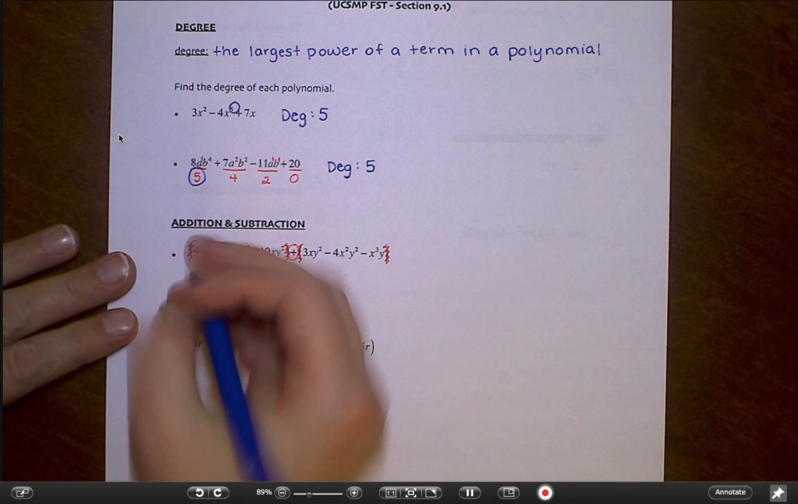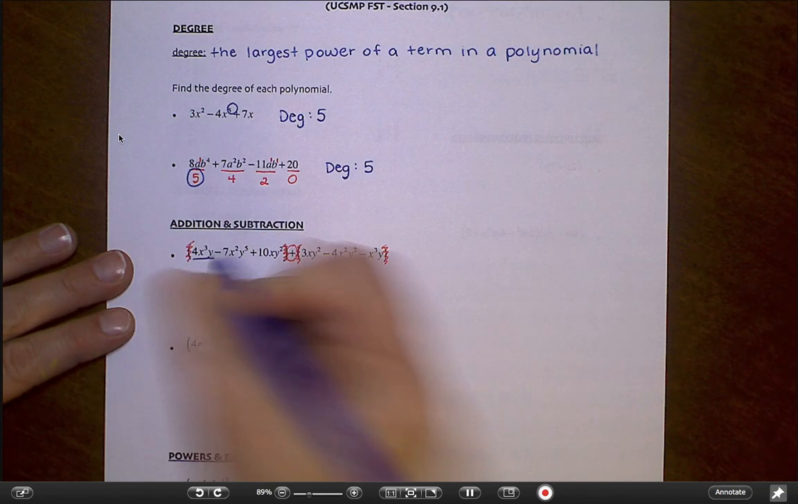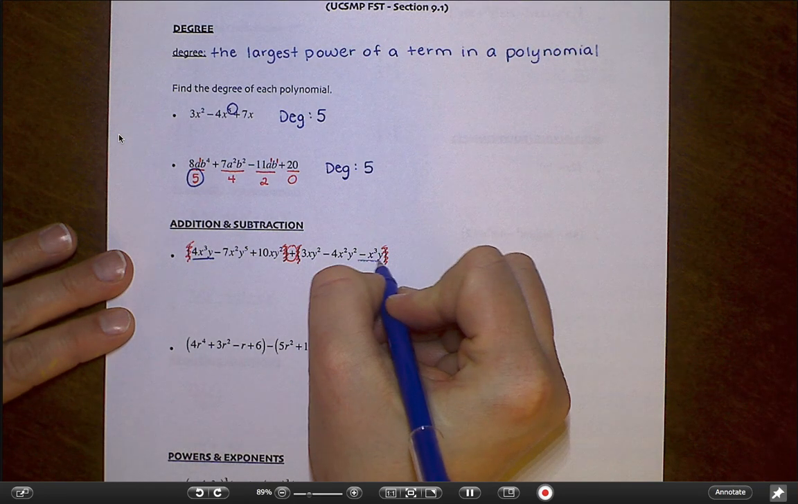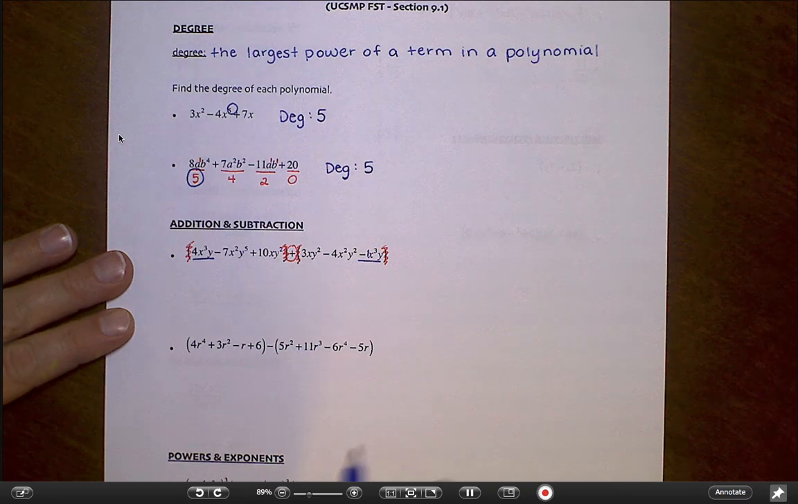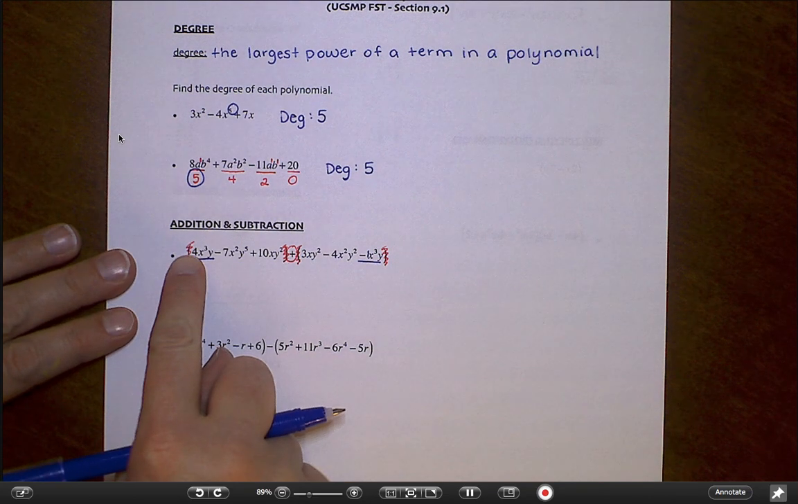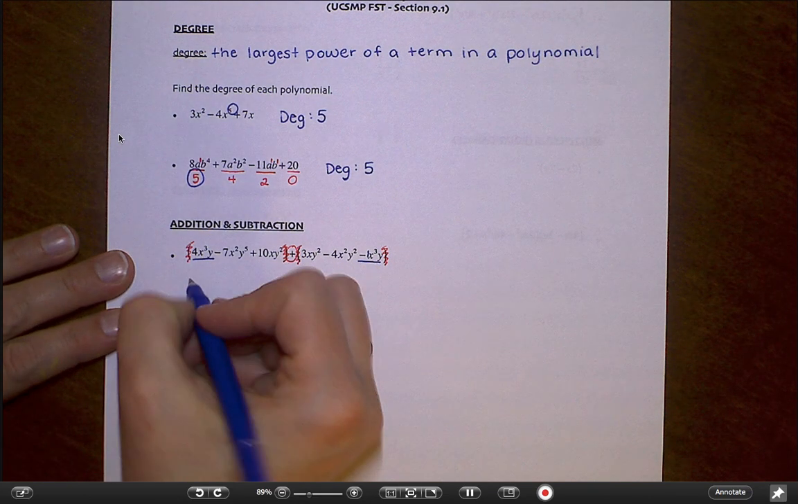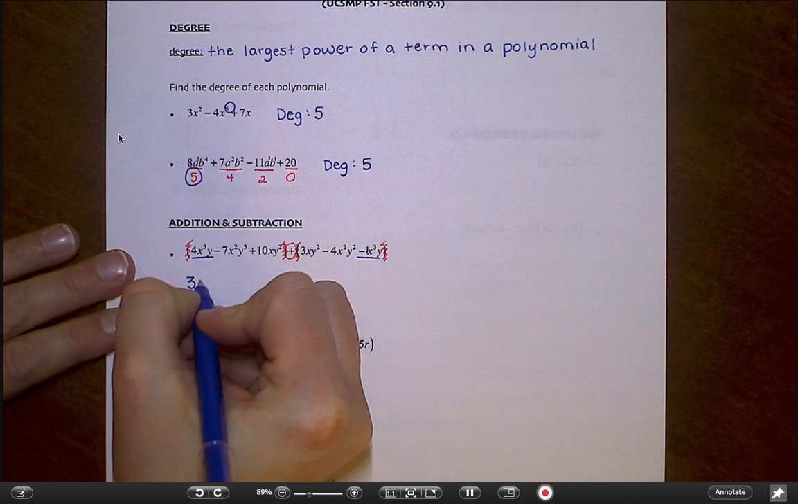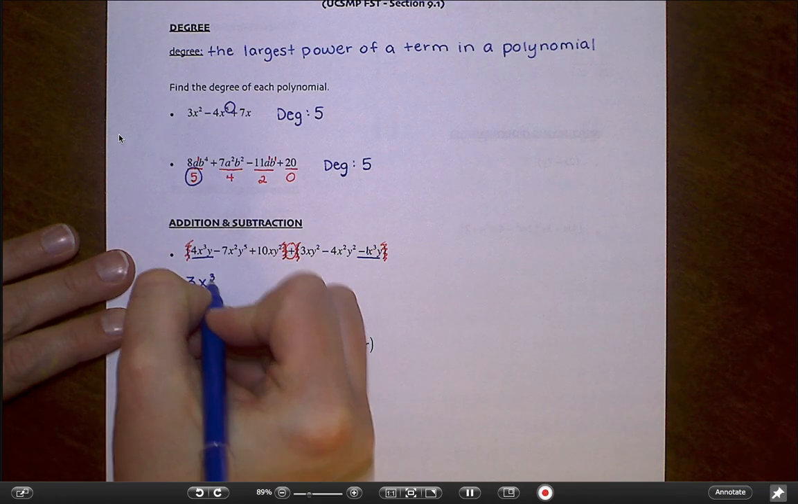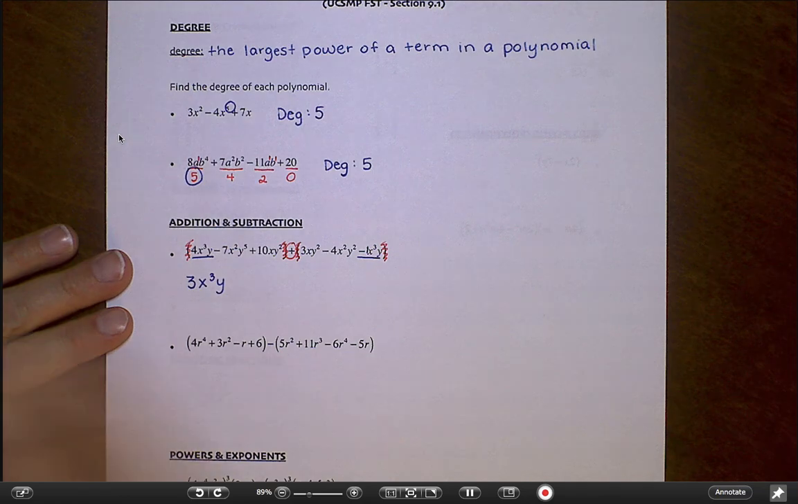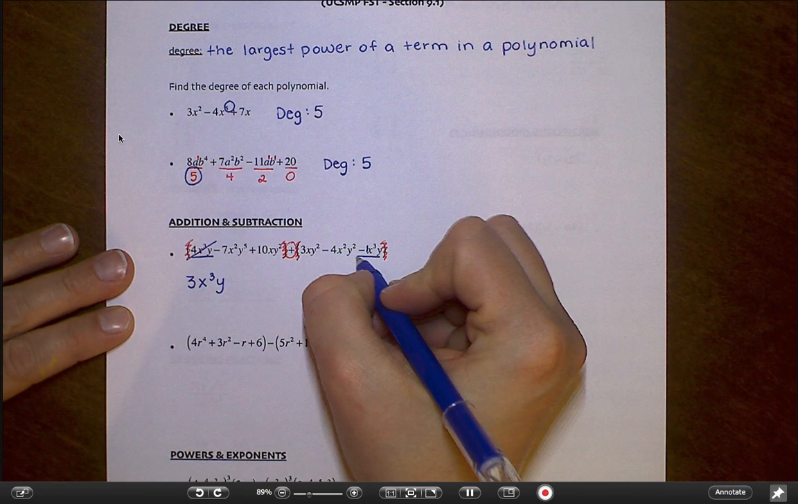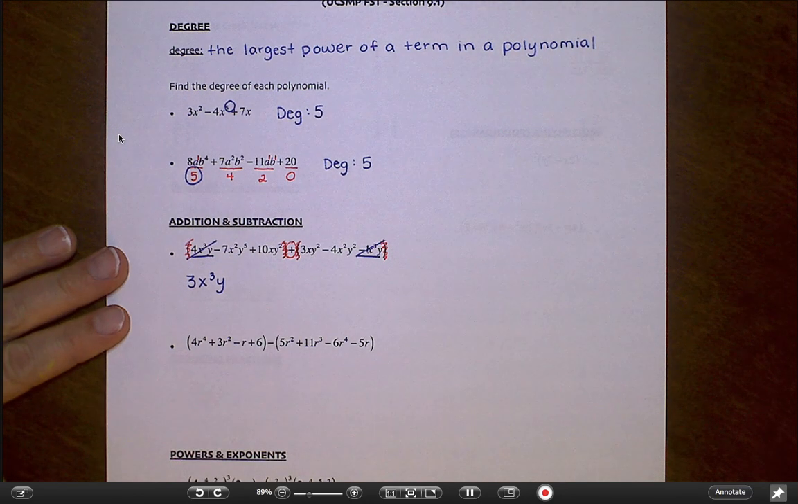So let's see, I have a 4x cubed y and a negative, remember this is really like a minus 1x cubed y. So 4x cubed y minus 1x cubed y leaves me with 3x cubed y. And in a problem like this one, I tend to cross these things off to let myself know that I've already used that one up.